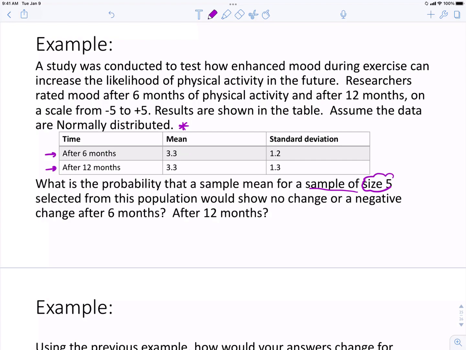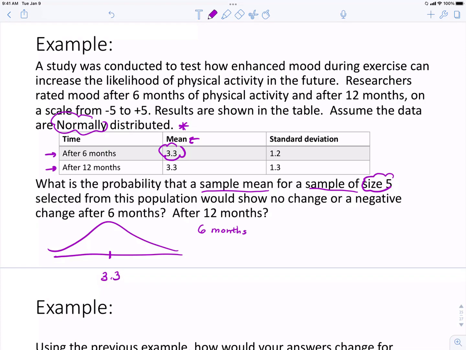Okay, so it says, what is the probability that a sample mean for a sample of size 5 selected from the population would show no change or a negative change after 6 months, or again after 12 months? So let's take a look. Now, because our parent population is normally distributed, we know the sample means are going to have this shape. And we're going to start with the 6-month picture first. It's going to be centered at the same place that the original population was centered. So in other words, it's going to be centered at 3.3.